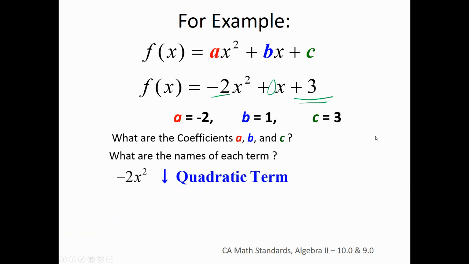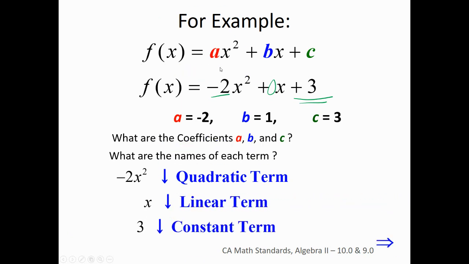And the names of each term, we'll skip that, but we already went over that. Your quadratic term, your linear term, and your constant term. Honestly, you don't have to worry too much about those. I kind of call them your x squared term, your x term, and your constant. So your constant does come up, so keep that in mind.